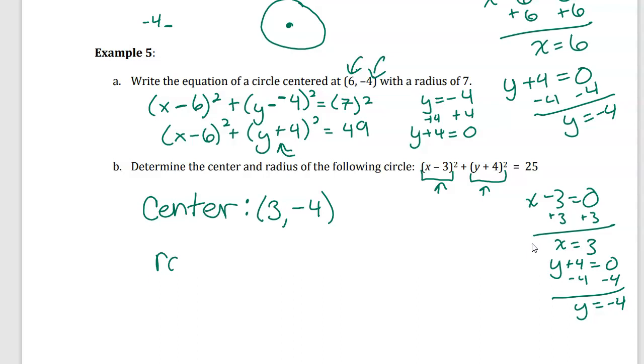My radius will always be whatever the equation is equal to. I need to take the square root of that. So the square root of 25 will be 5. So practice some with your circles and see what you can do.